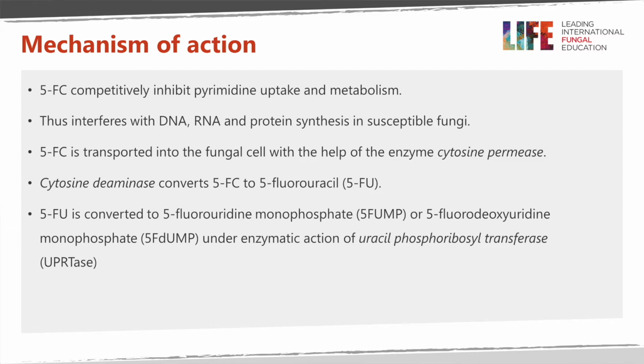Then flucytosine is converted into another form of pyrimidine called uracil. With the help of an enzyme called cytosine deaminase, which removes part of the amide in flucytosine, it is converted into 5-fluorouracil. Then 5-fluorouracil is converted into an intermediate compound called 5-fluorouridine monophosphate, with the help of an enzyme called uracil phosphoribosyl transferase.